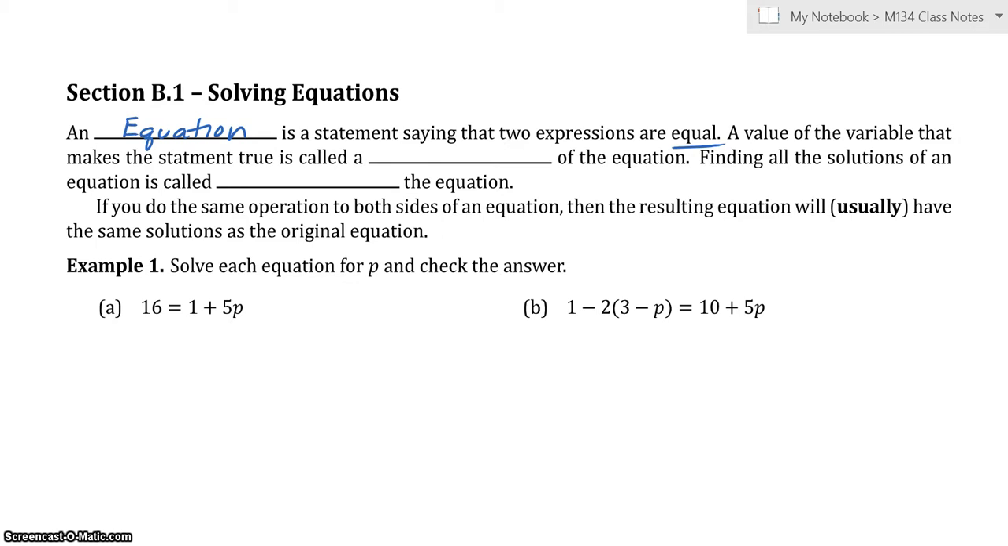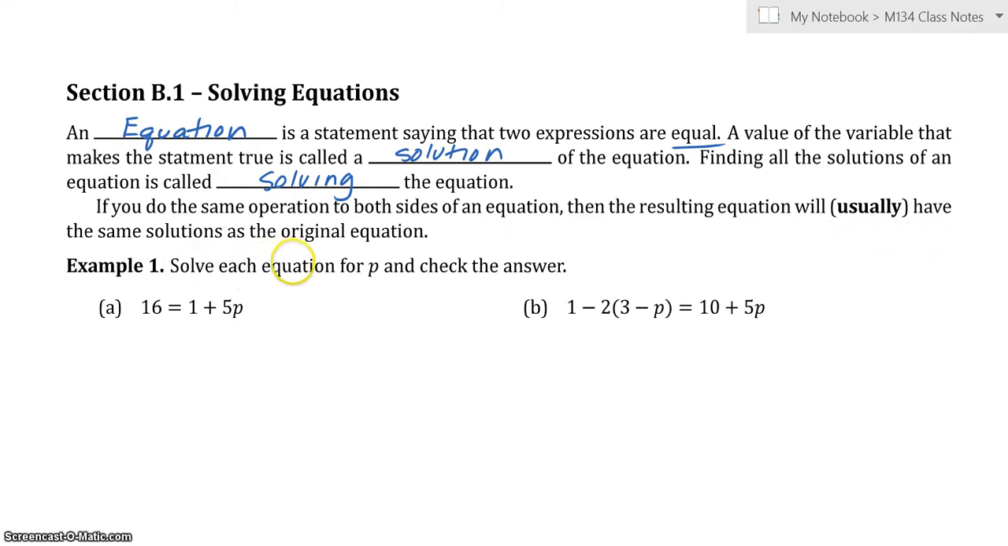A value of the variable that makes the statement true is called a solution. That's what goes there, of the equation. Finding all the solutions of the equation is called solving the equation.